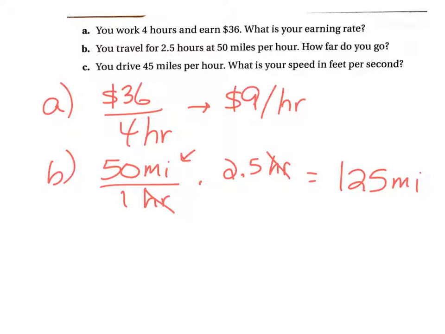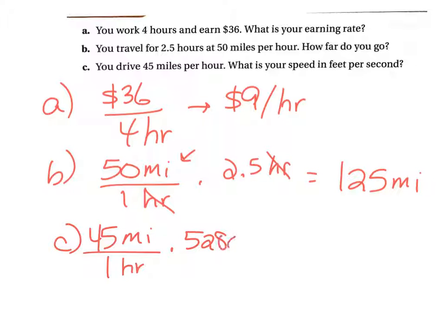Look at part C right here. It says you drive 45 miles per hour. What's your speed in feet per second? So in part C, you're going 45 miles per hour, 1 hour, and it wants to change that to feet per second. So what I'm going to do first is change my miles to feet. Hopefully you know that there are 5,280 feet in 1 mile.